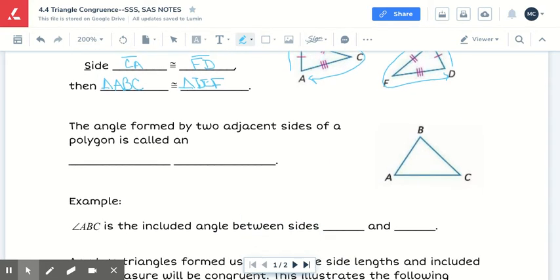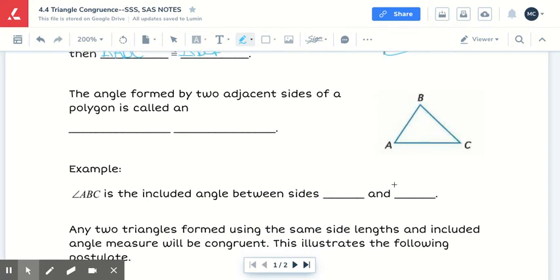Alrighty. Okay, so a little bit of vocabulary for you here. The angle that is formed by two adjacent sides of a polygon is called an included angle. So, for example, on this triangle over here, angle ABC, that would be this angle right here. It is formed by two adjacent sides. The sides are AB and BC. So that would be the included angle between those two sides.